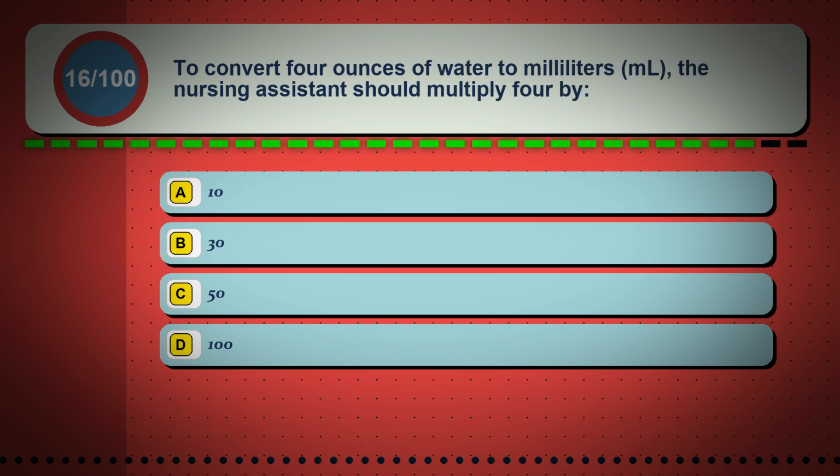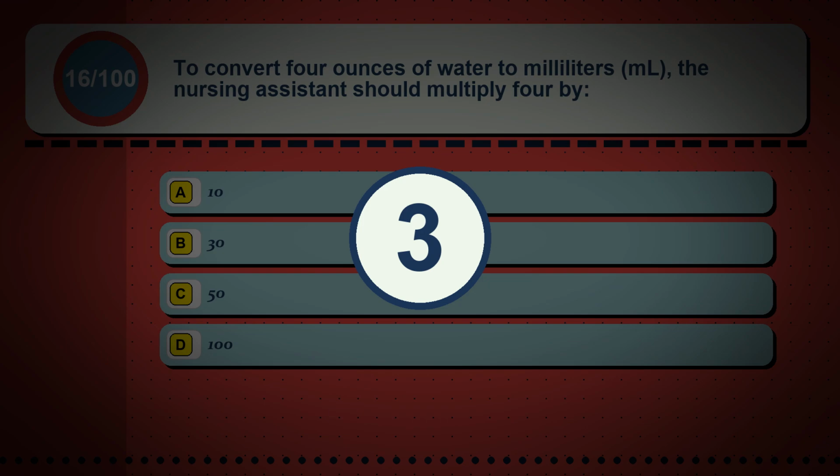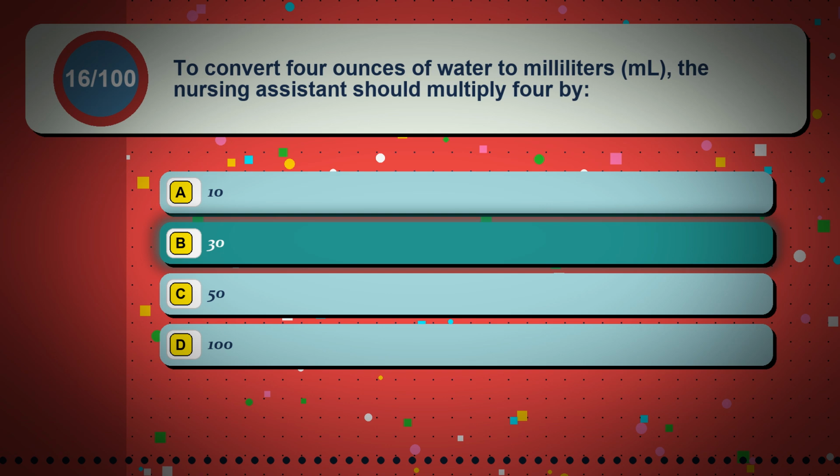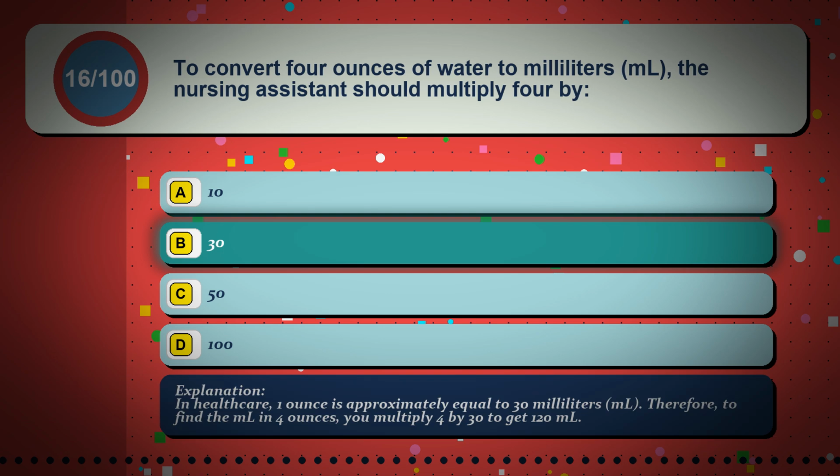Question 16. To convert 4 ounces of water to milliliters, ml, the nursing assistant should multiply 4 by: Option A. 10. Option B. 30. Option C. 50. Option D. 100. The correct answer is option B. 30. In healthcare, 1 ounce is approximately equal to 30 milliliters, ml. Therefore, to find the ml in 4 ounces, you multiply 4 by 30 to get 120 ml.